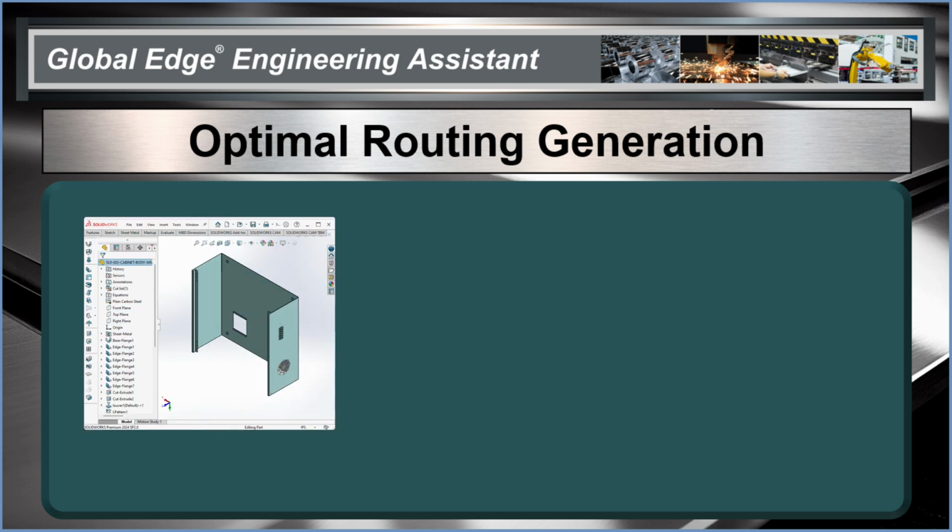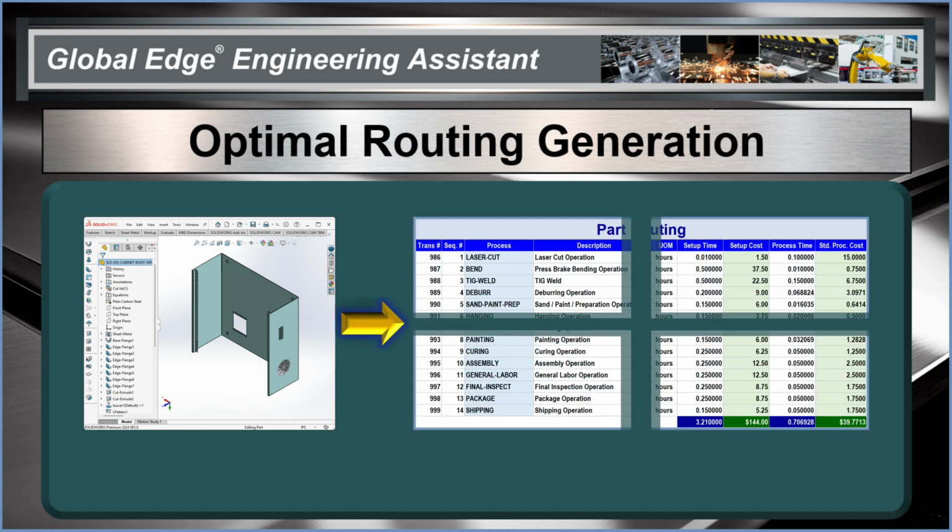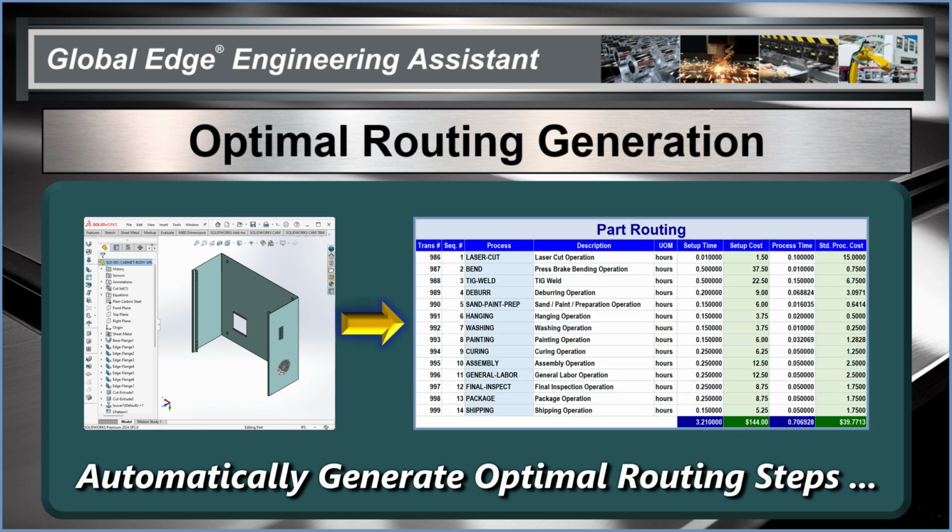Optimal routing generation starts with the automated analysis of your sheet metal CAD models. Once Global Edge analyzes and generates CAD part parameters from your sheet metal CAD models, Global Edge includes a powerful configuration engine to generate optimal routing steps from these CAD part parameters. These optimal routing steps can be based on cost and/or delivery time.